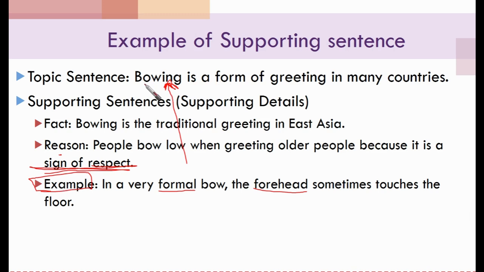So your body paragraph will be: Bowing is a form of greeting in many countries. Bowing is a traditional greeting in East Asia. People bow low when greeting older people because it's a sign of respect. In a very formal bow, the forehead sometimes touches the floor. So it's relevant also to the topic sentence. So this is a good example. Okay, now it's your turn to write your supporting sentences. When you want to write supporting sentences, maybe you can combine the fact, reason, and examples to make your topic sentence stronger.